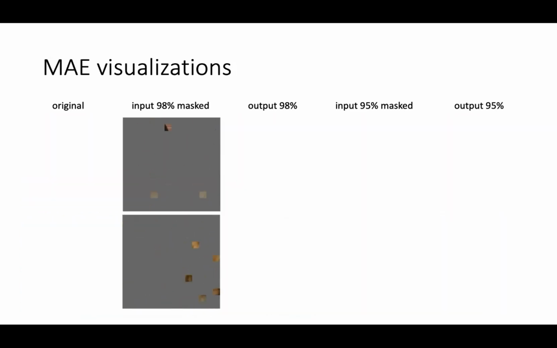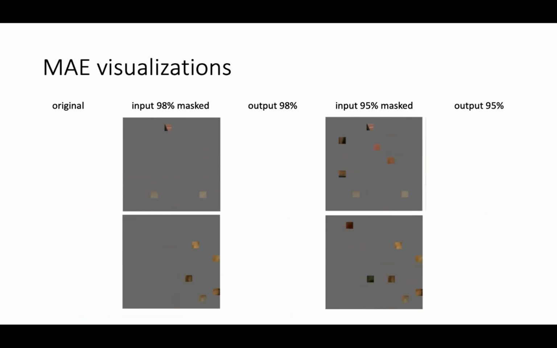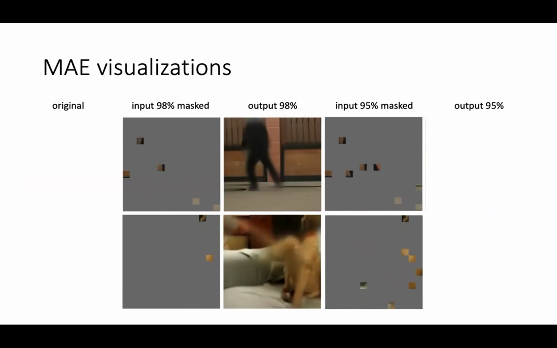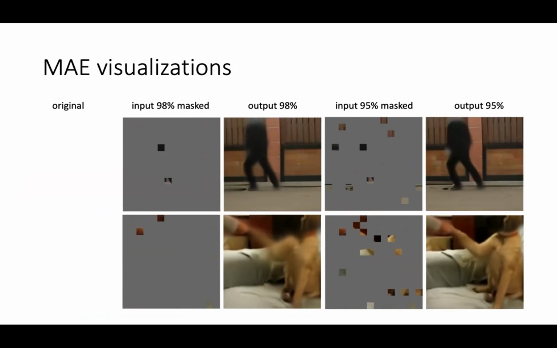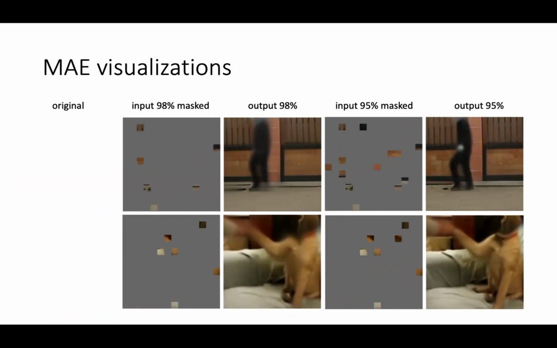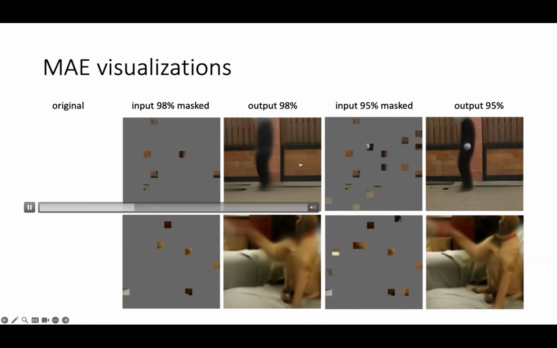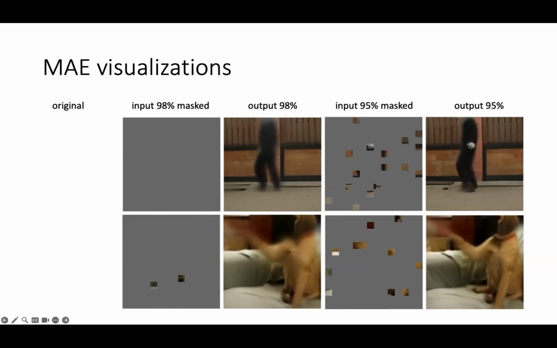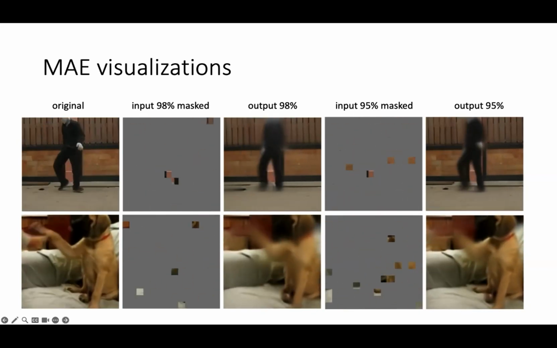Now here's another example, 98% mask, 95%. And this is the output. So the model can already guess quite well how this person is moving in this dancing example. And if it sees more, it can even guess better. This would be the original.